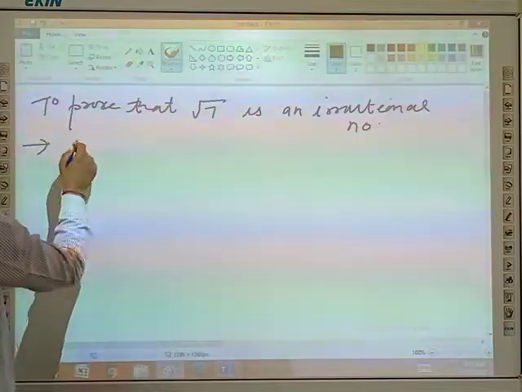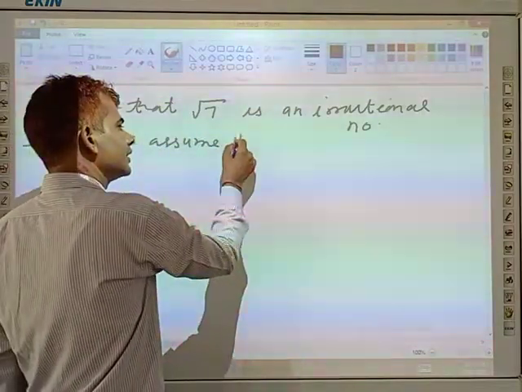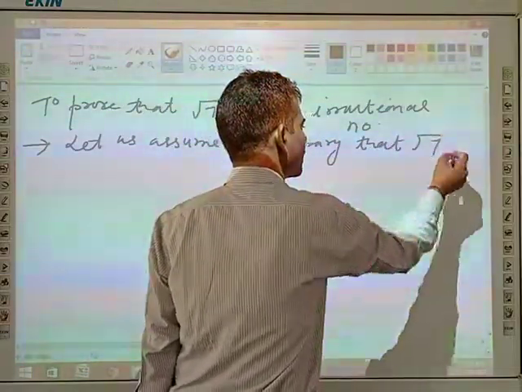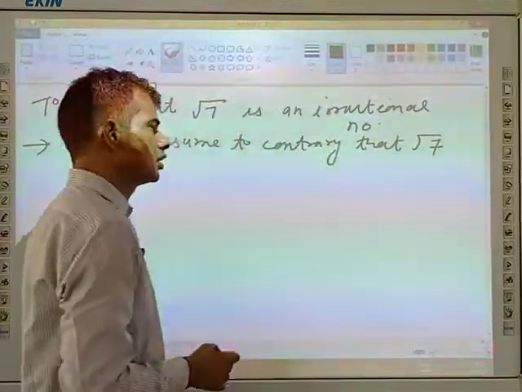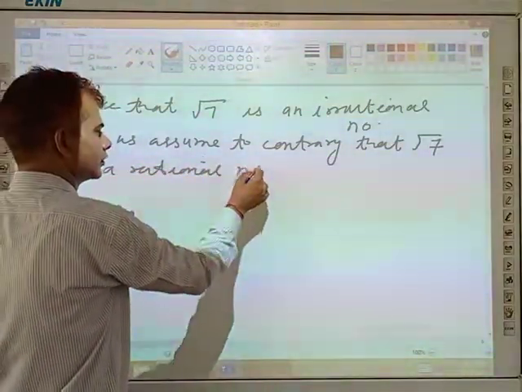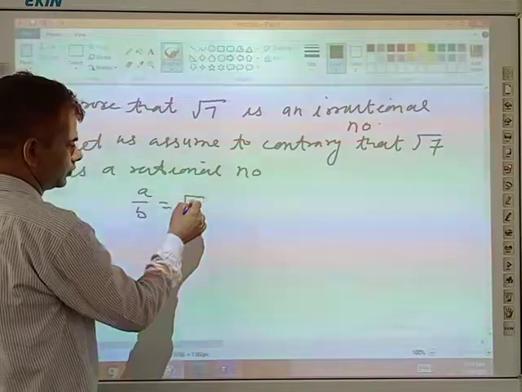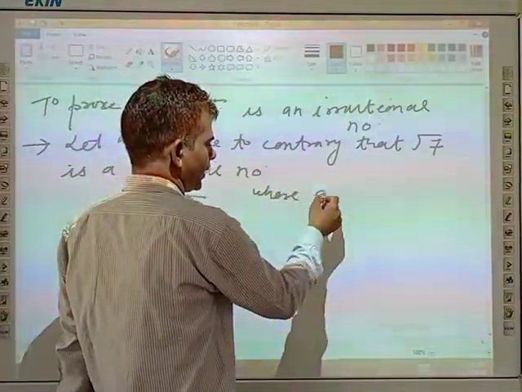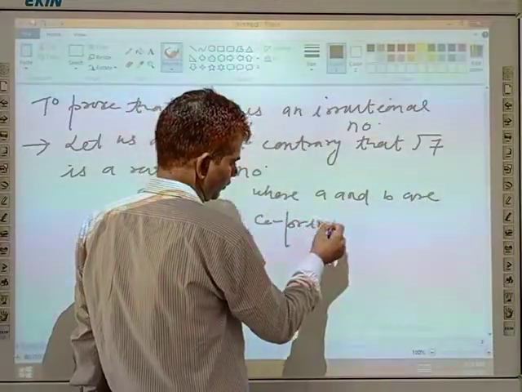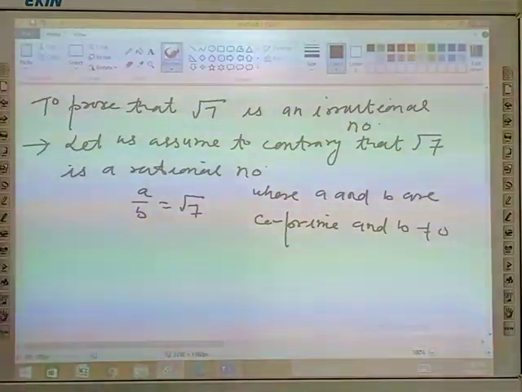Let us assume to the contrary that root 7 is a rational number, and it is written in p by q form, where p and q are integers, a and b are co-prime numbers, and b is not equal to 0. Yes students, very good.